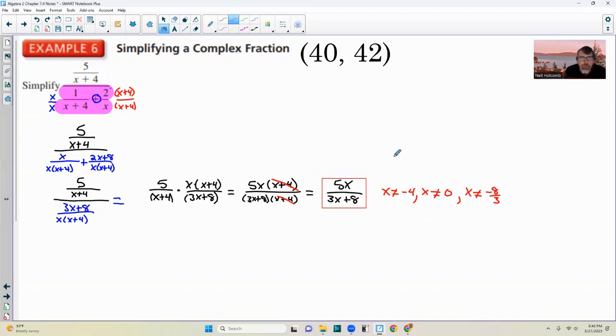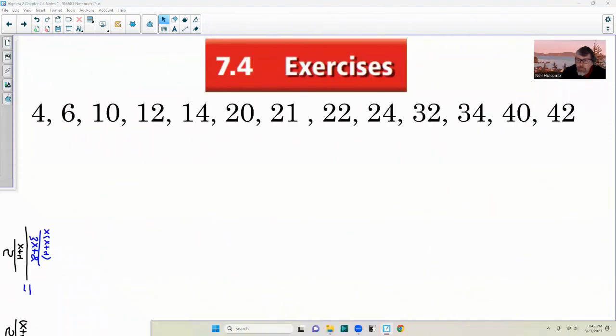Now that I've done this, you should be able to do problem numbers 40 and 42 in your exercises. Woo, okay, finally, that brings us to the end of chapter 7.4. That was a lengthy lesson. So do these problems in your exercises.